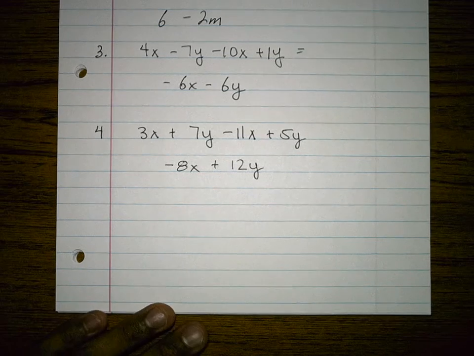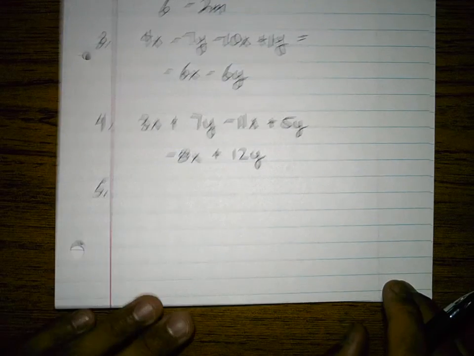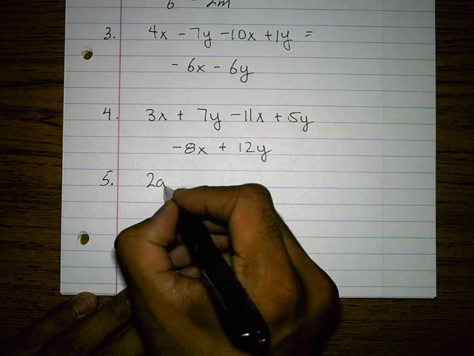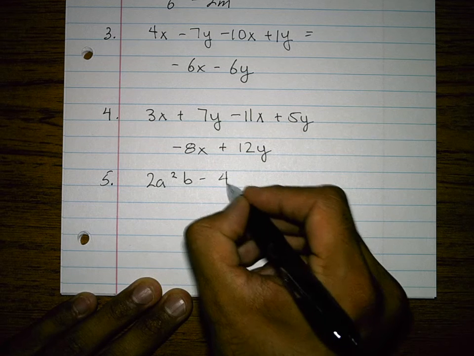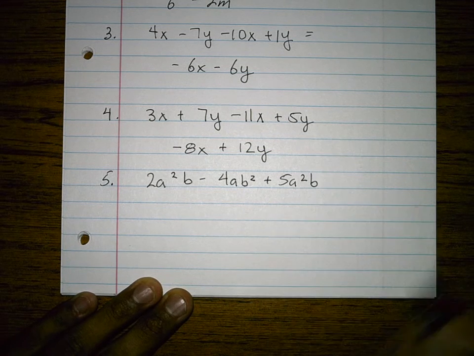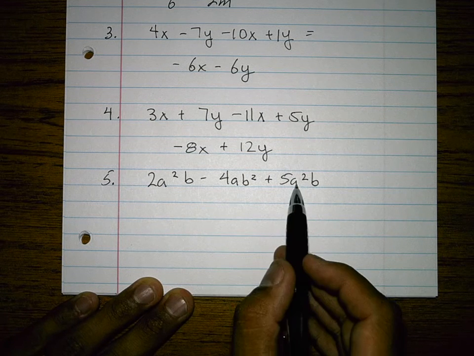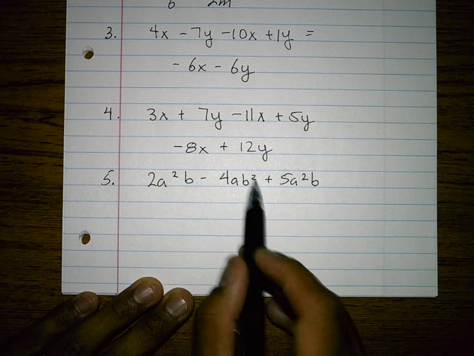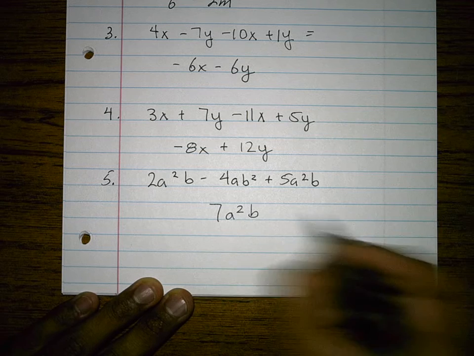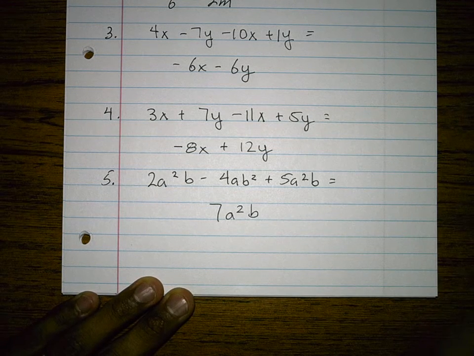Okay. Number 5. Is 2a squared b minus 4ab squared plus 5a squared b. So these are not all alike. So that's a single a and that's a double a. So a to the second. So this one doesn't have a like term. So these two do. So that's 7a squared b. This is combining like terms, or adding. So I am not changing the powers.